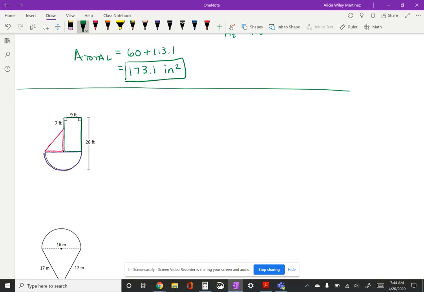Okay, so we know that we'll call this area 1, we'll call this area 2, call this area 3. So what you would have to do is find the area of the rectangle, the area of the triangle, and the area of the circle. And they have given you all the information that you need.